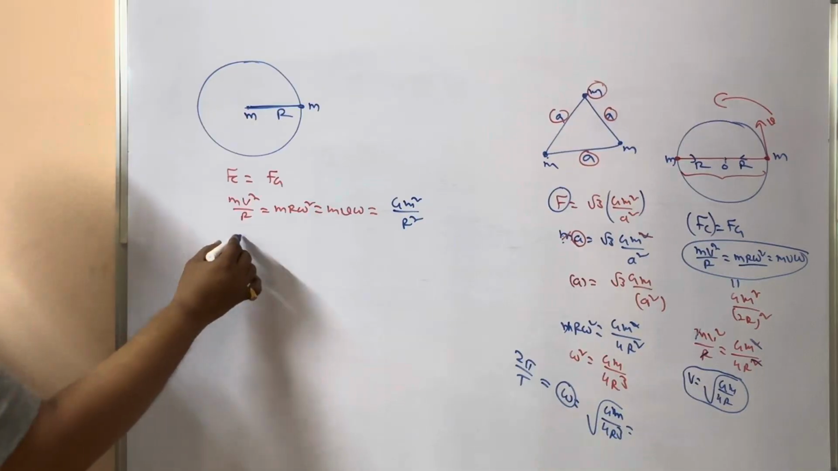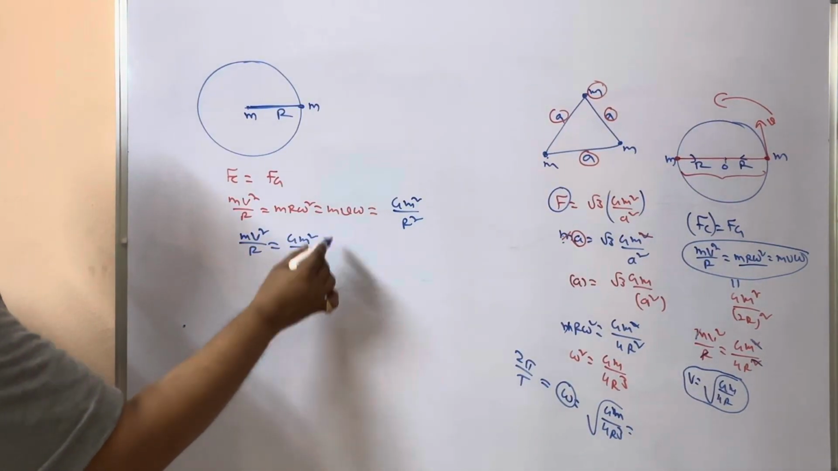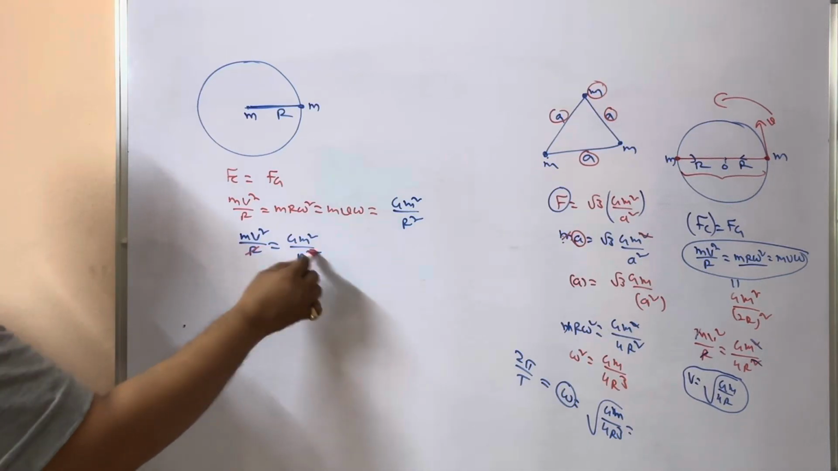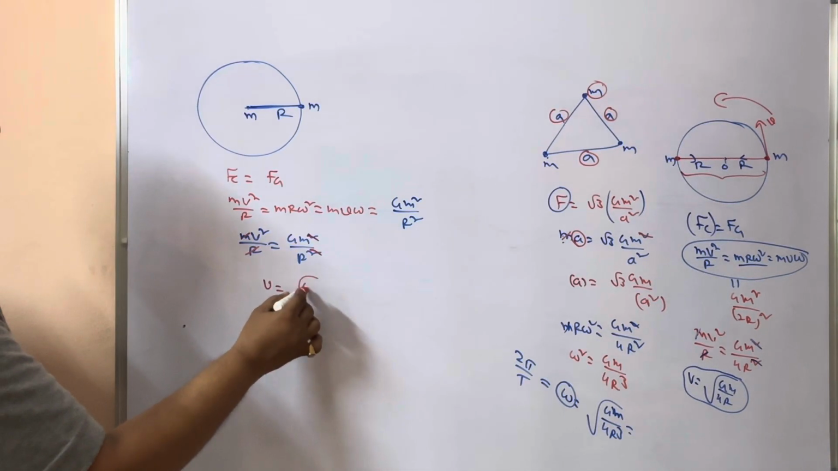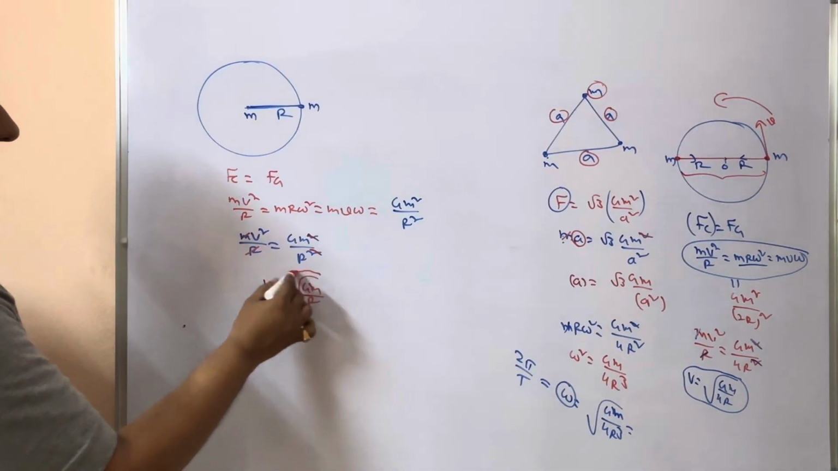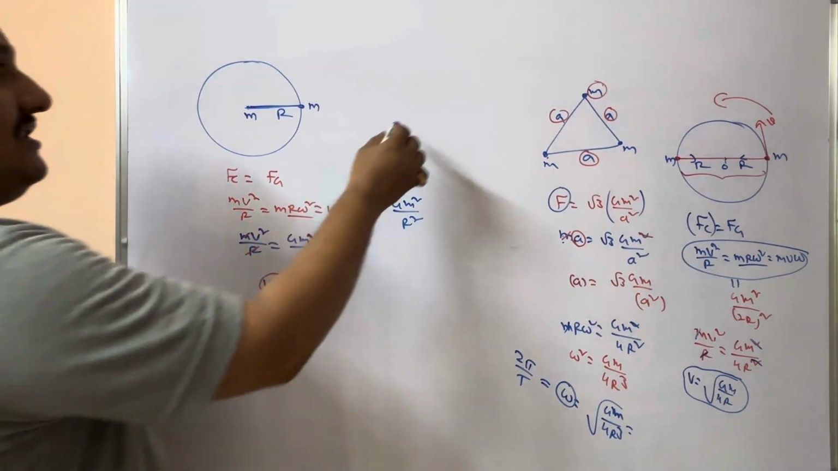Again, same. If they are asking velocity, mv square by r equals G m square by r square. One r will be cancelled, one m will be cancelled. So v is equal to root of GM by capital R. If they are asking time period, we will use this equation. Same question they will ask like this.